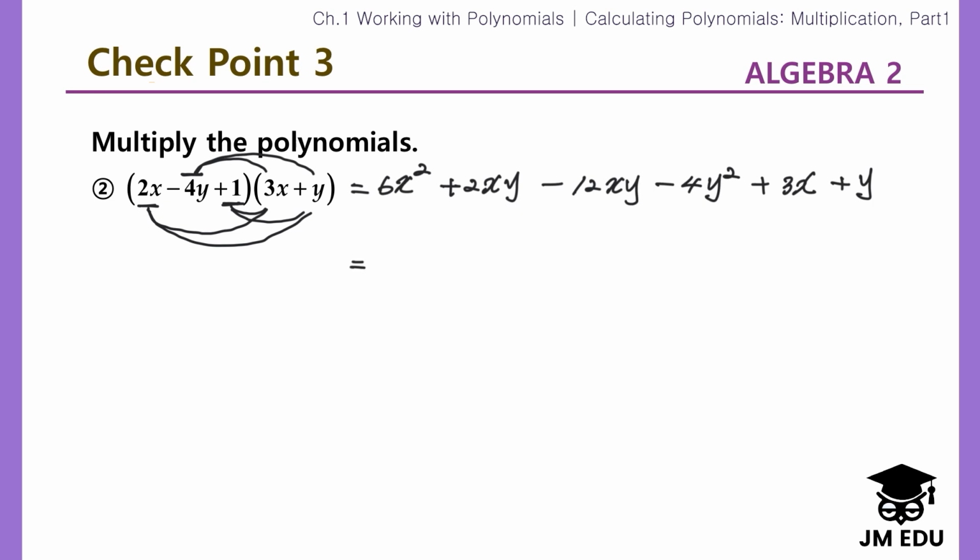So we have the xy terms, that's the only like terms. So let's rewrite this expression. 6x squared. Here, 2xy minus 12xy, that's minus 10xy. And we have minus 4y squared plus 3x plus y.